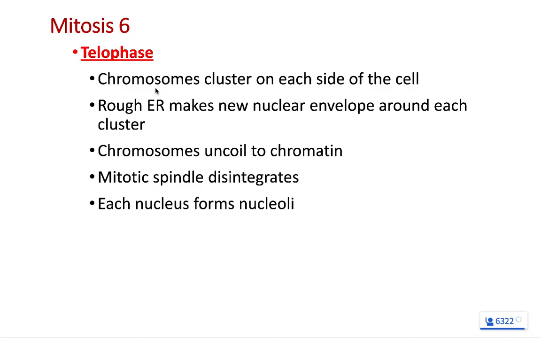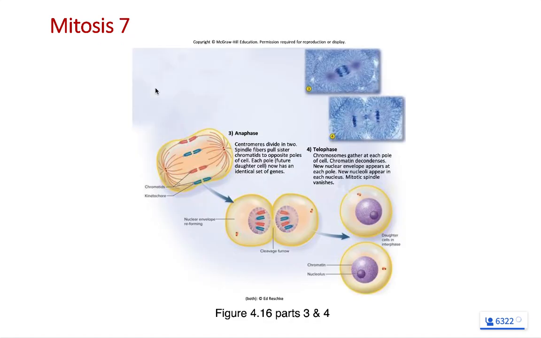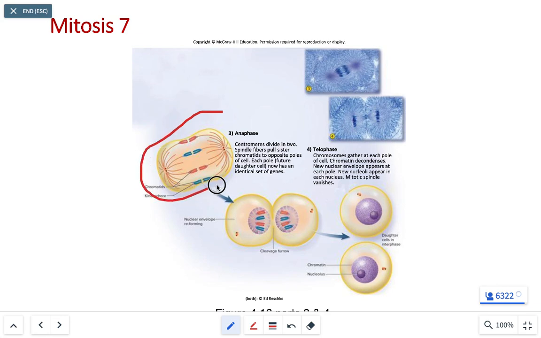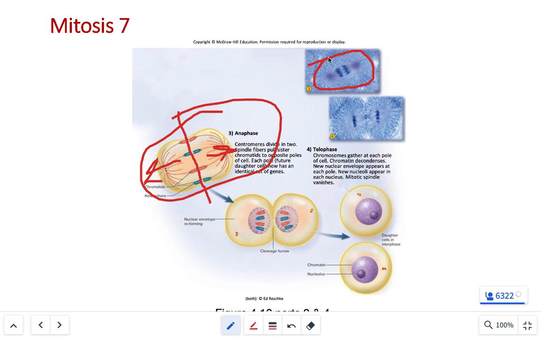Let's focus on the next phase. Actually, let's hold that thought. Let's look at the anaphase picture. So here's our anaphase picture from your textbook. So we have the chromosome being ripped in half and being pulled to opposite ends of the cell. In our photomicrograph, you can see it in the upper right-hand corner of your screen.